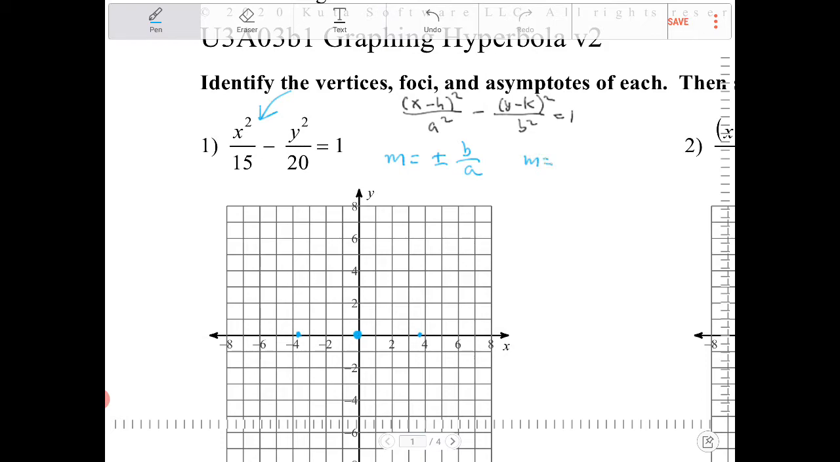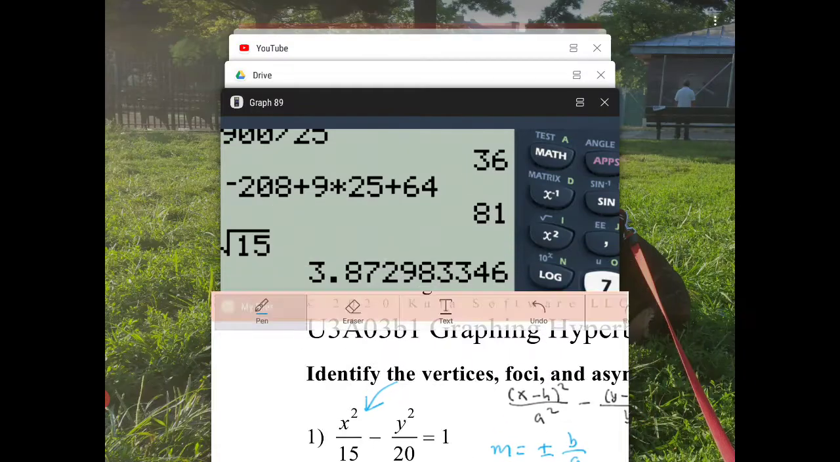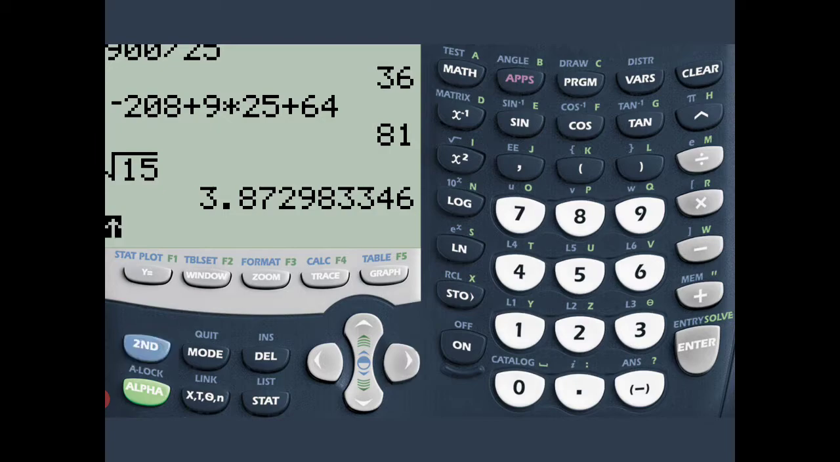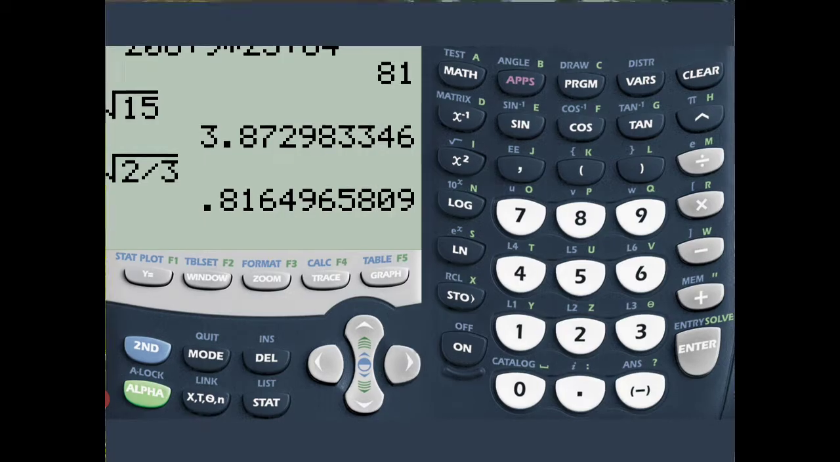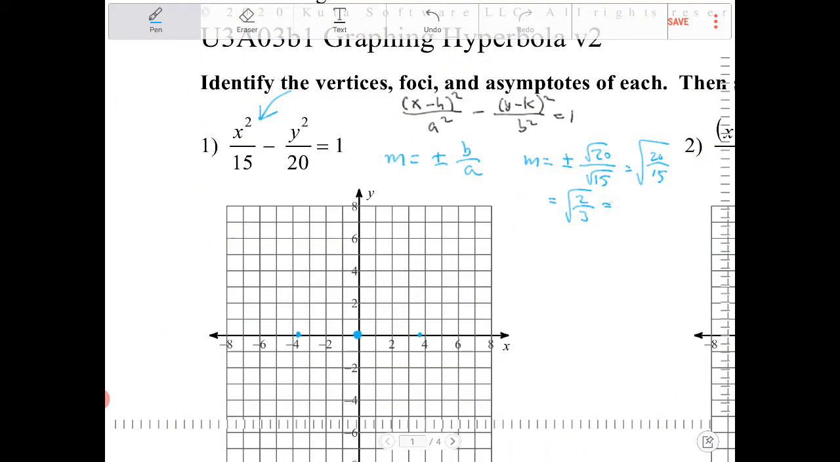So in this case, the slopes of the asymptotes will be plus or minus square root of 20 over square root of 15. And what is that approximately equal to? This is the same thing as square root of 20 over 15, and there's a common factor of 5 that goes into both 20 and 15, right? So this is really square root of 4 over 3. And what is that roughly? If I punch that in, that's roughly 0.8.